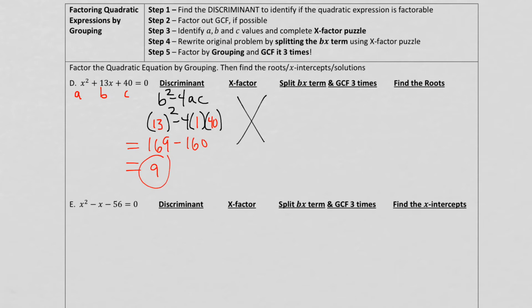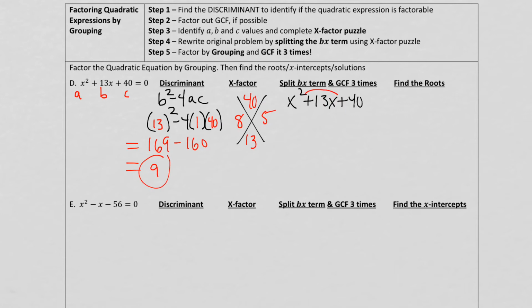Guys, I'll go a little faster here. X factor, I get 40. Oops, sorry, I need actual ink. 40 and 13. And then 40 is 8 times 5. So that works out. I can write my original equation as x squared plus 13x plus 40. And guys, again, notice how when we do this x factor, these side numbers are interchangeable. You can write them however you want. It'll always come out the same at the end. So write the 8 first or the 5 first. It does not affect the process.